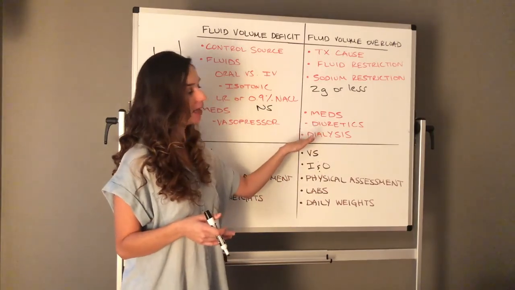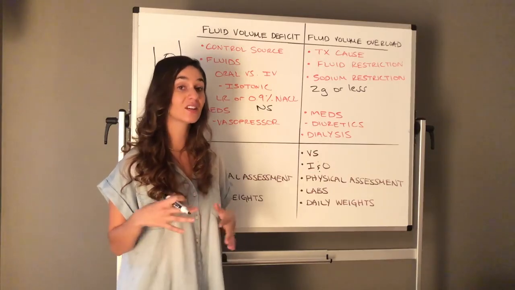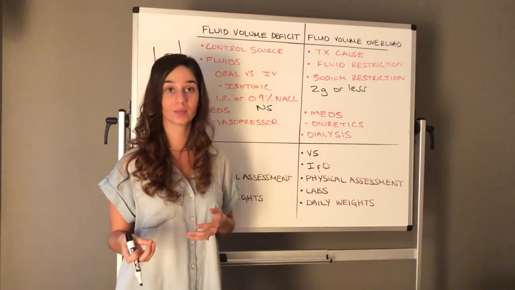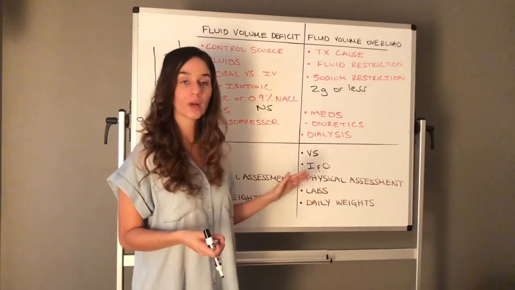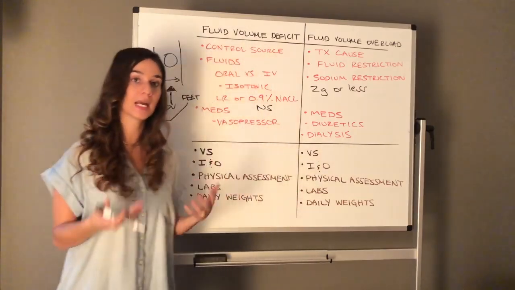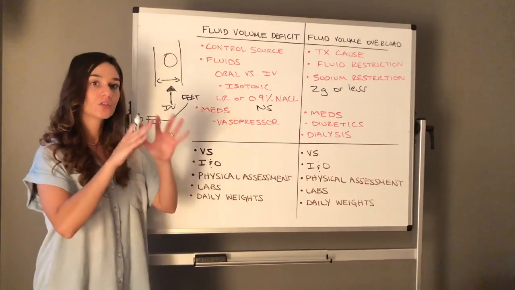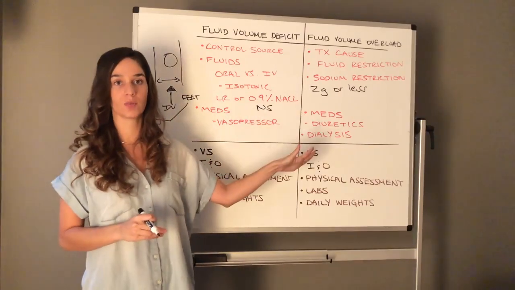And then, if needed, we can dialyze a client. If they are in severe fluid volume overload, we can actually filter their blood for them via dialysis. And then, as always, if you're doing an implementation, you have to evaluate that it worked. So how do we know that we are helping our clients in fluid volume deficit and fluid volume overload?